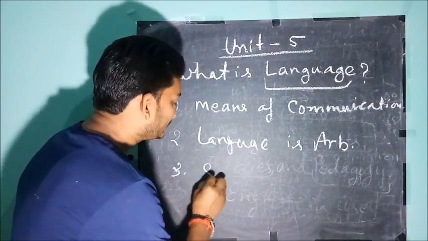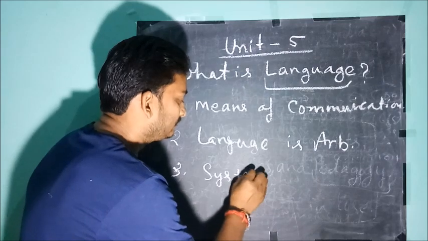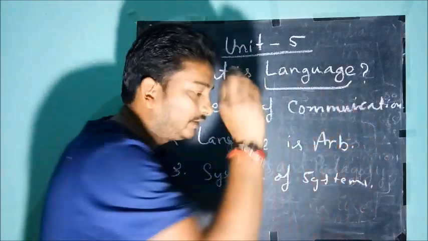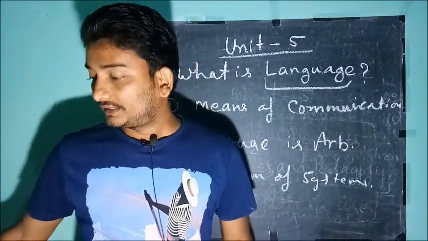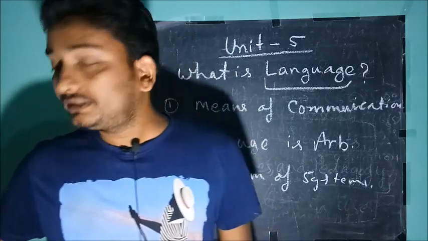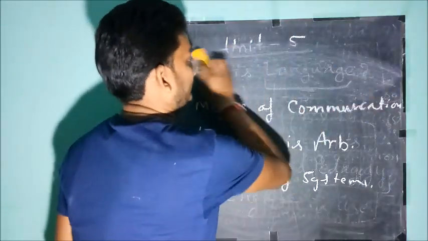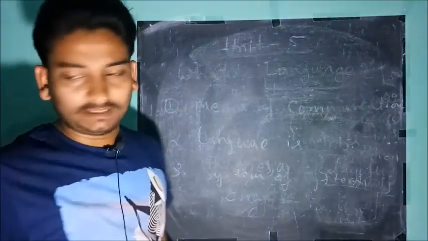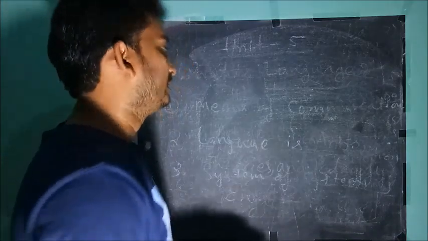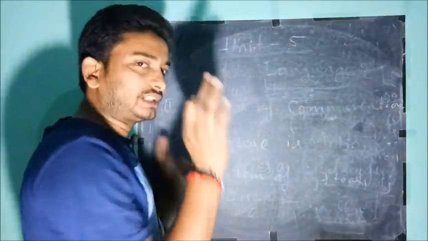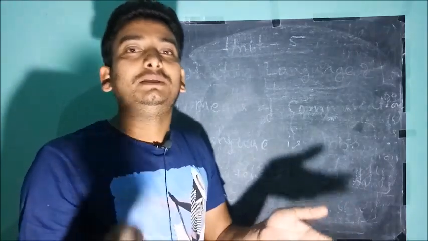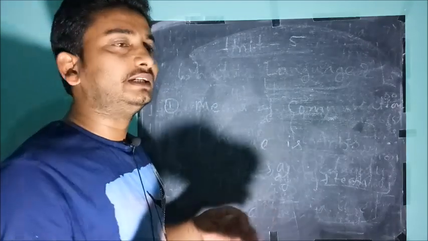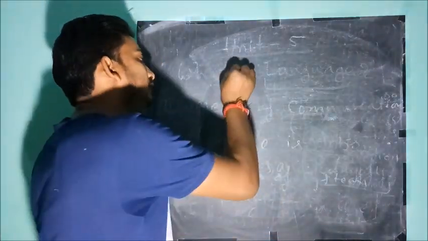The next point is that language is a system of systems. Number 3. First of all, we can see that language is a system. How? If we go to the study of language, any language, not only English, we find that there are some sounds and there are some symbols representing those sounds.